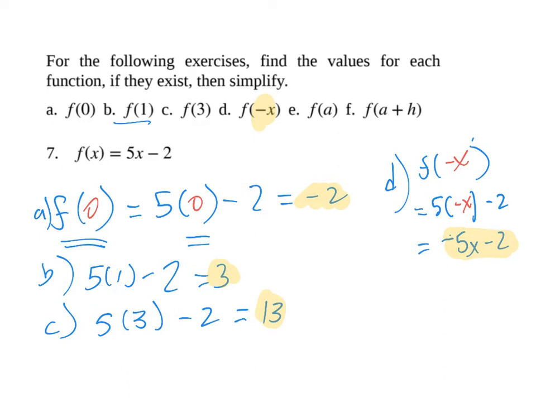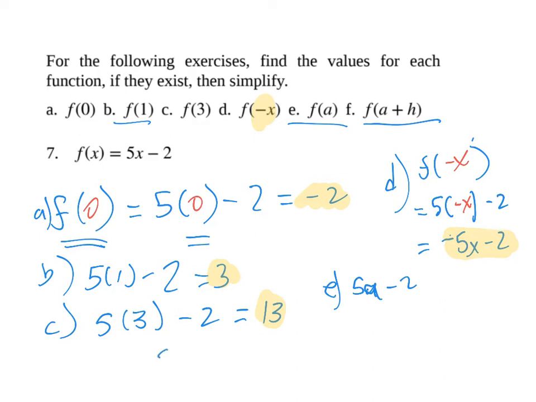Letter E, we're trying to compute f of a, and all we're saying is take the letter a and put it where x is. So for letter E, it's simply going to be 5a minus 2. This is an a. And then finally for letter F, there's an expression with 2 terms, right? That's a binomial. So we just have to be careful how we plug that in.